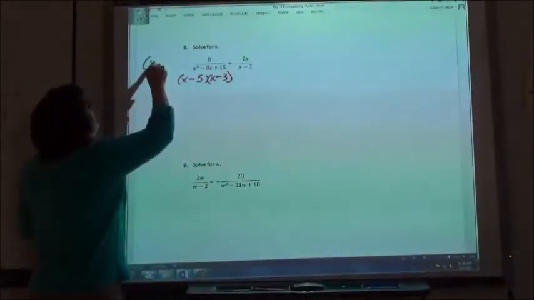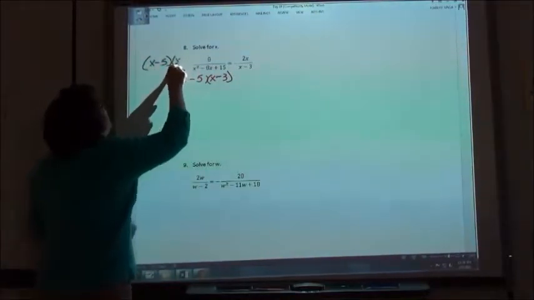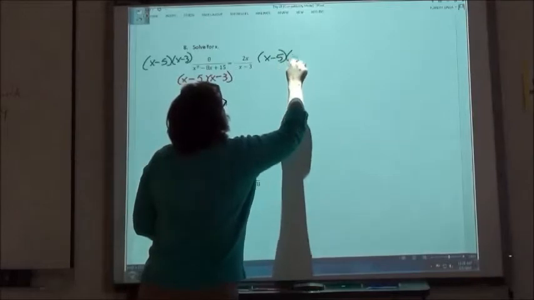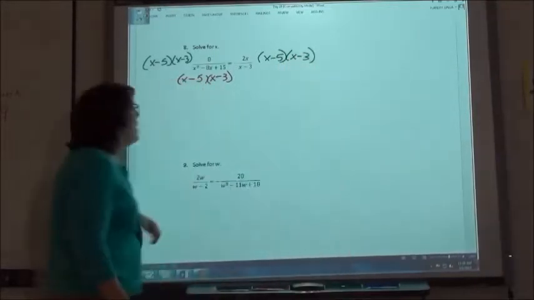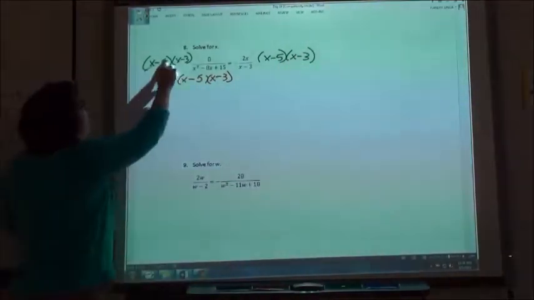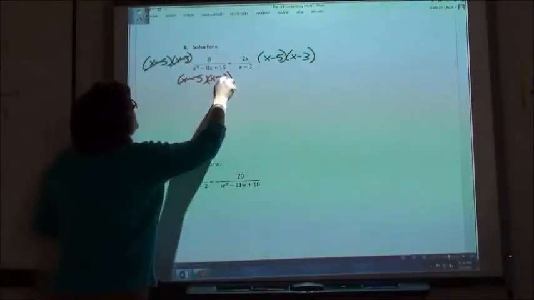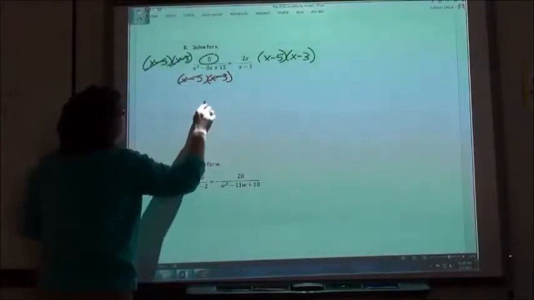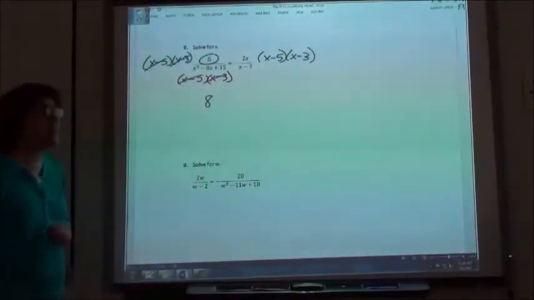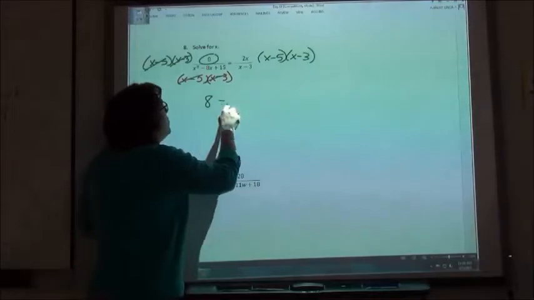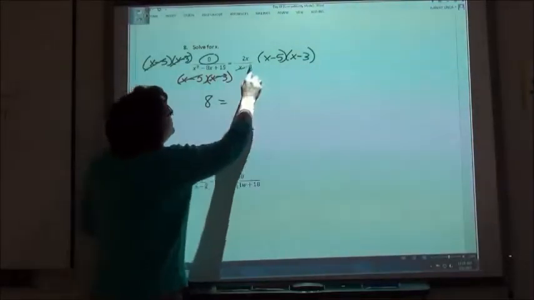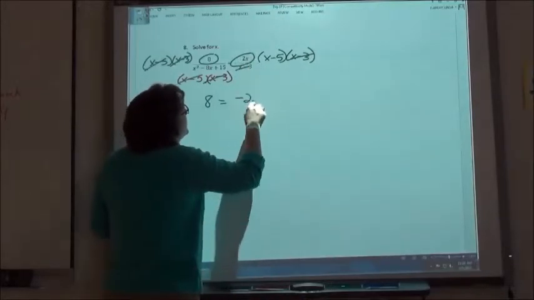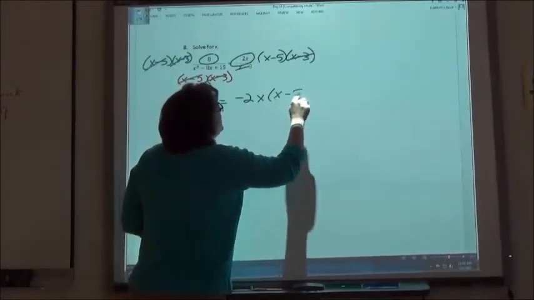So if I multiply by x minus 5 and x minus 3, on the first fraction, both the x minus 5 and the x minus 3 will cancel out. I just have an 8. Always be careful to watch if there's a negative in front. There's not on this one, so I just get my 8. Equals, on the other side, the x minus 3 cancels out, so I'm going to get the -2x times my x minus 5.